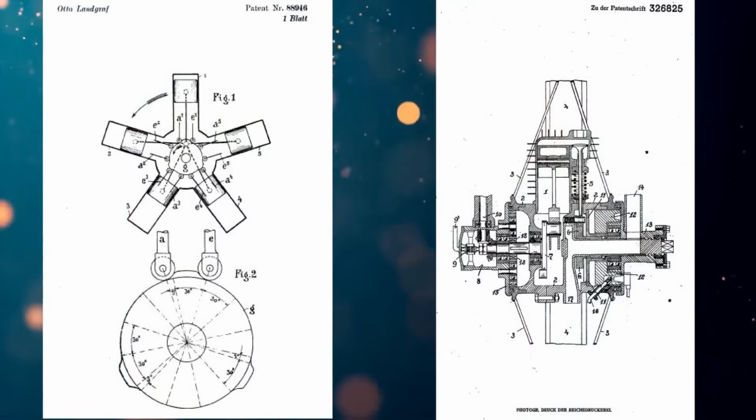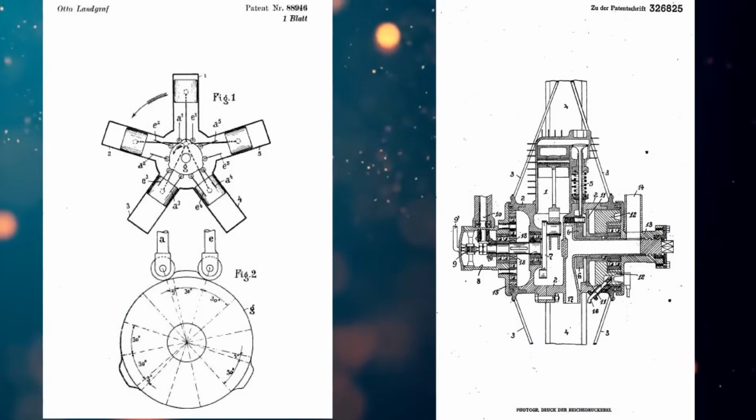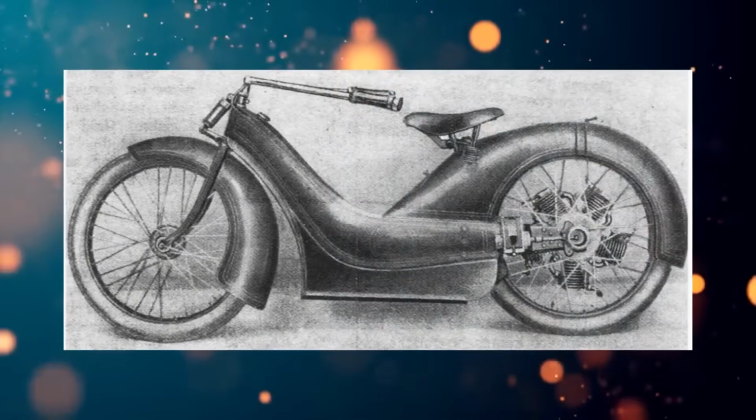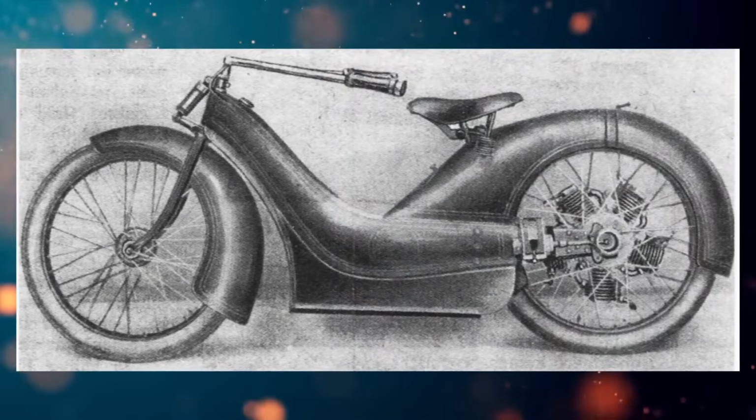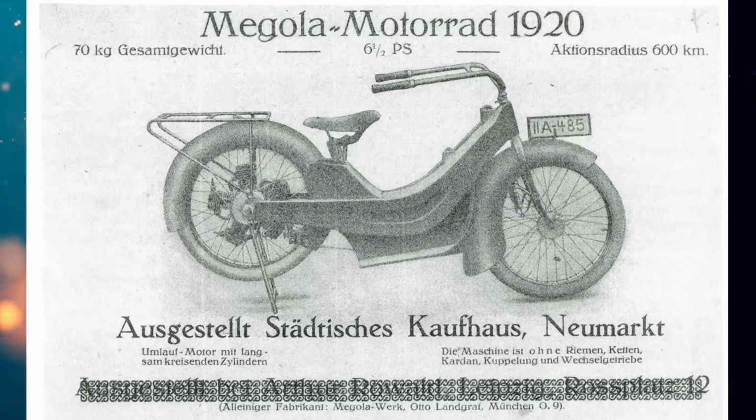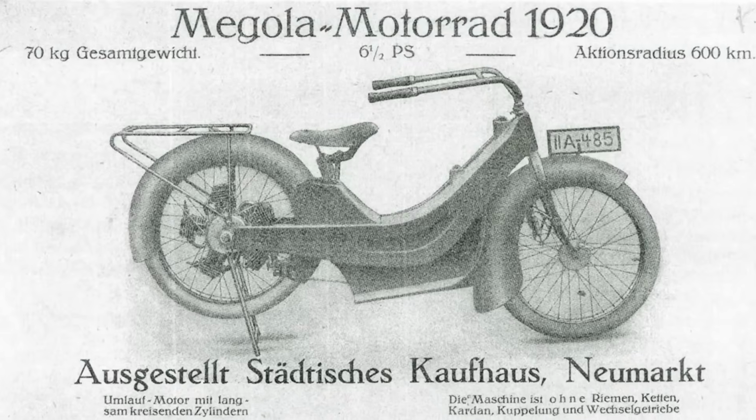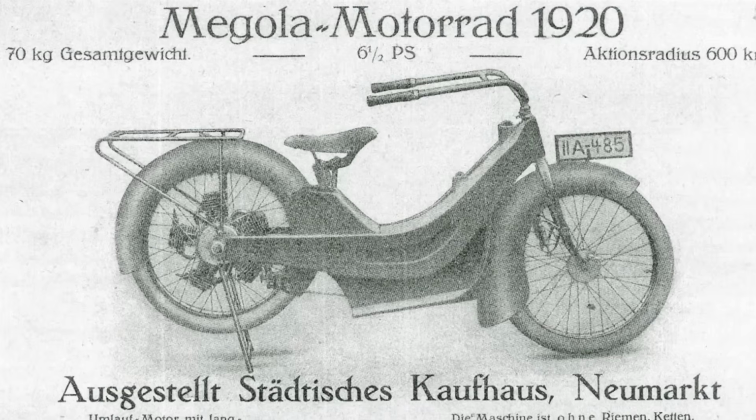In their workshop, they put together a more powerful 5-cylinder power unit with a displacement of 640 cubic centimeters. By 1920, the Megola prototype with a rear wheel engine was ready. Notice the inscriptions on the Megola prototype's advertising poster. Weight, 70 kilograms, power, 6.5 horsepower, and a range of 600 kilometers on a single tank.